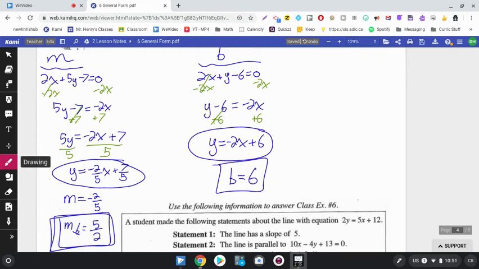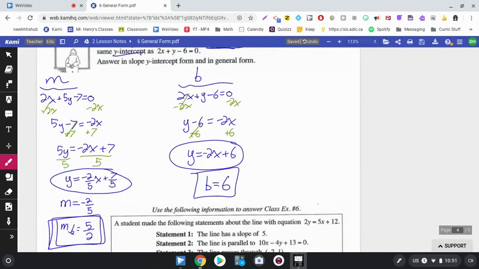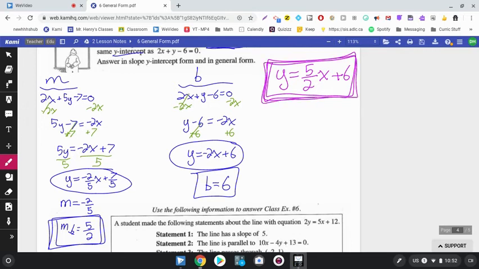So then from this, I can now say, all right, you have your slope, you have your y-intercept. My equation, y equals mx plus b, y equals 5/2 x plus 6. That is the equation of my line. And that could be my answer. If it just said, find the equation of the line, I'm done. I found it. But it says, find it in slope-intercept and in general form.